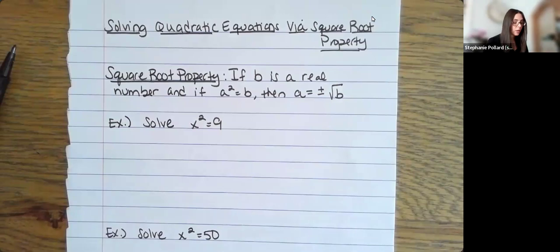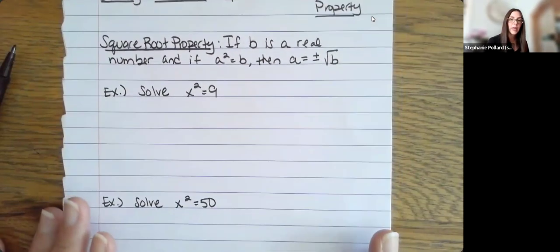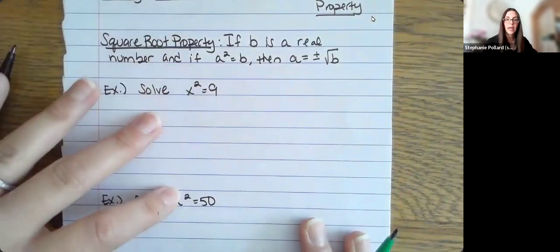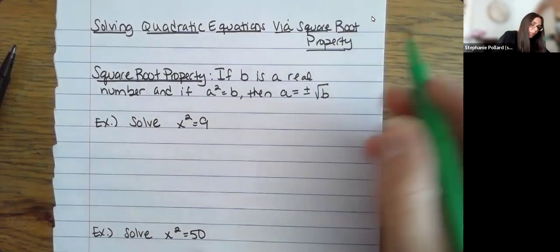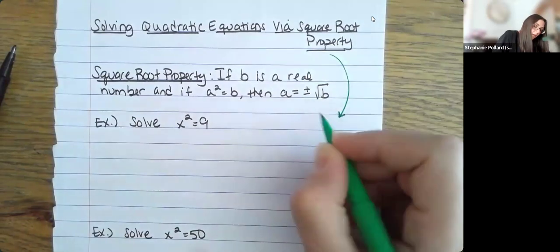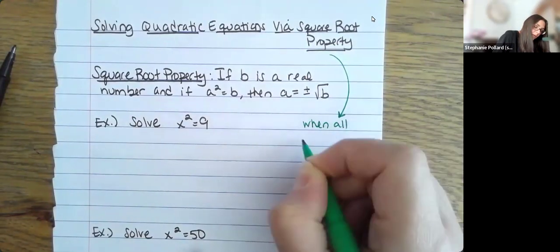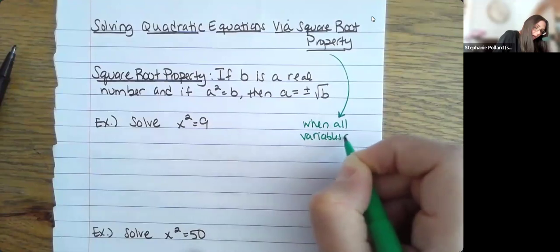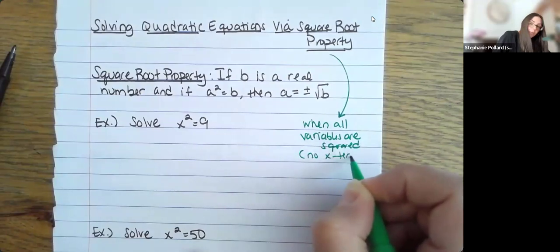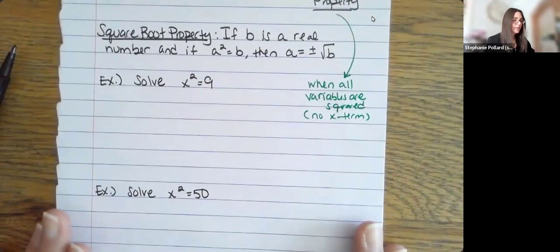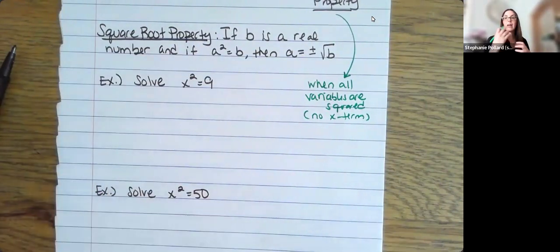Now, the thing I want you to note here, and you can see the first couple examples I have on this page, is that this works really well for quadratics that only have variables being squared. So again, when would you want to use the square root property to solve? I would use it when all variables are squared. So there is no regular x term. So notice in my two examples here, it's x squared equals 9, x squared equals 50. So there's no extra x term, right? It's not x squared plus 2x equals 9. That's when the square root property is really nice, when your variable is being squared, and that is it.